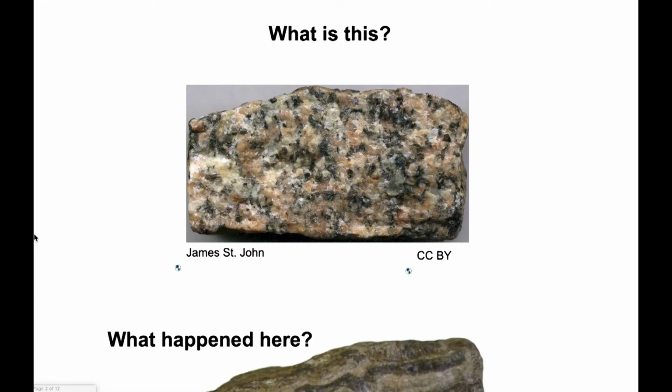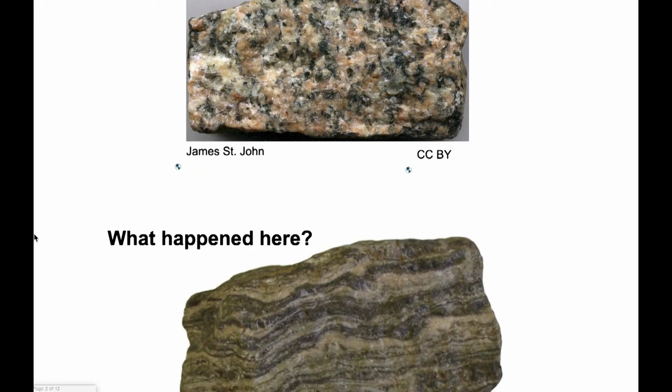The rock at the top of your screen right now is granite, which is a felsic composition coarse-grained rock. We can see the nice large crystals, we can see lots of pink feldspar in there. What happened at the bottom?